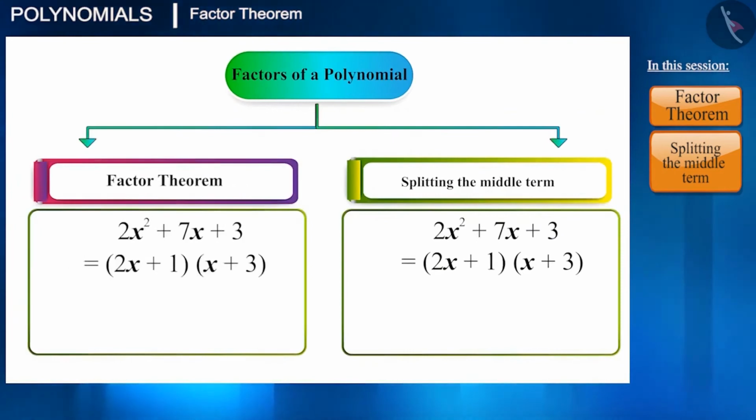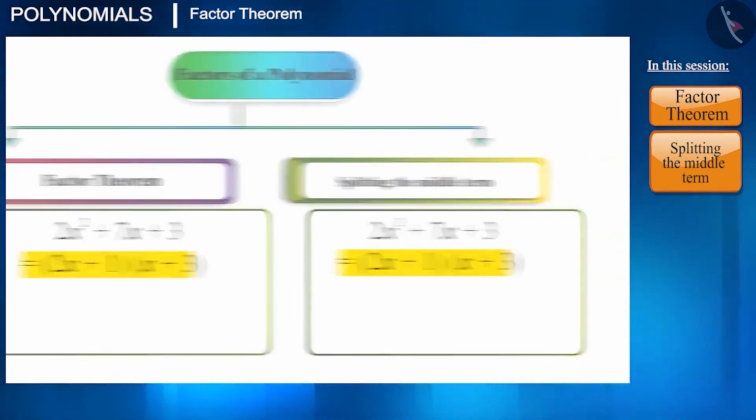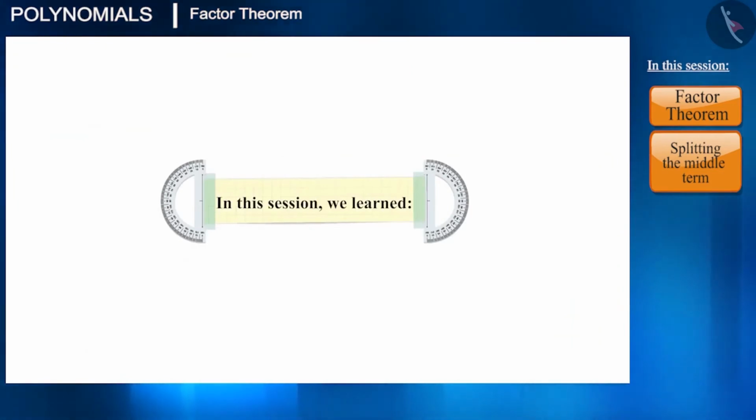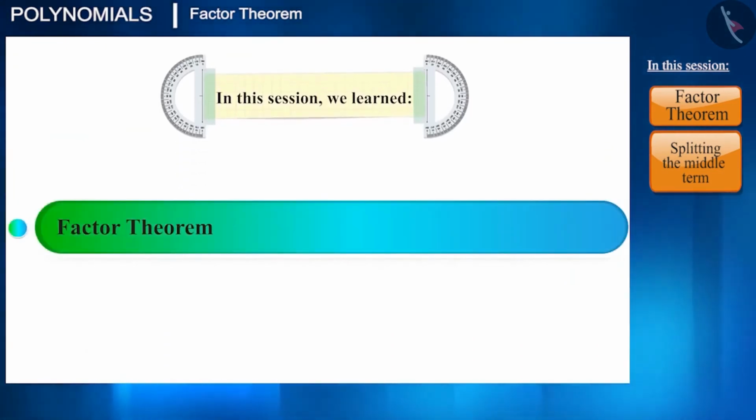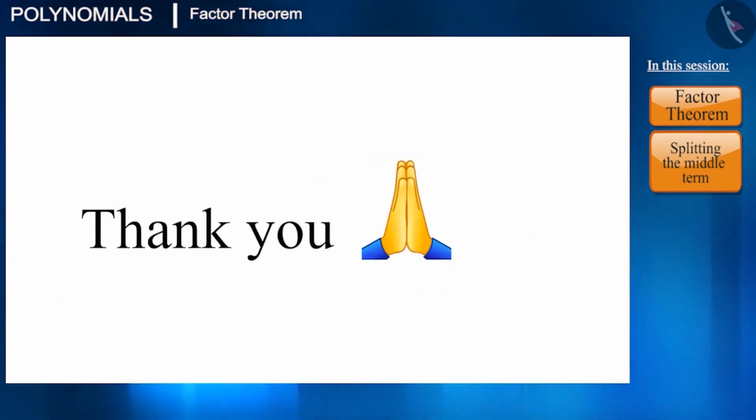So here we can see that in both the situations, we get the same factors. You can check whether the polynomial is being reduced to 0 by finding the value of x from both the factors. Friends, that's all in this video. So what did we learn in today's video? Factor theorem and splitting the middle term. Now let's meet in the next video where we will solve some questions based on this topic. Thank you.